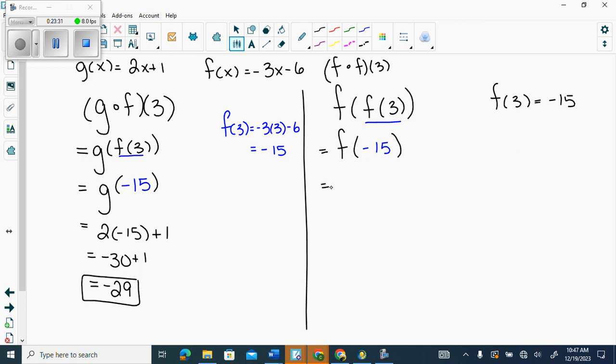And then I plug that back into f. So I get negative 3 times negative 15 minus 6, which is 45 minus 6, which is 39. And that's my answer. But what does that 39 give? The y value of the coordinate. What's the coordinate? 3 and 39. What's it on? The graph of f of x. That's all it is.